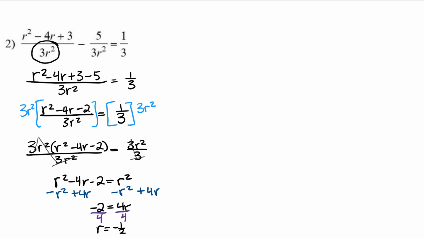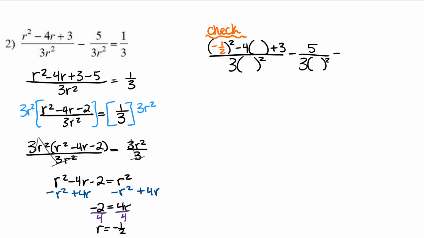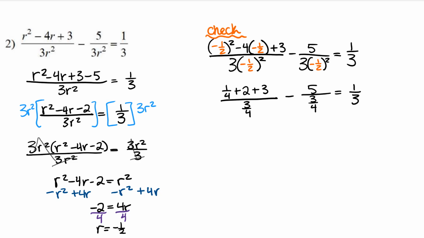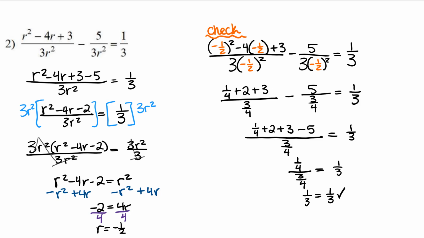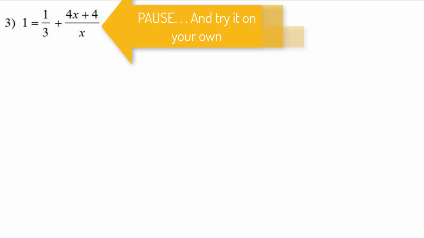-1/2 would not make either of these denominators equal to 0 because only 0 would. So we know -1/2 is not extraneous, but is it the solution? Let's plug it in to check. And now I know negative 1/2 is definitely our answer. Try number 3 and then press play when you're ready to check.